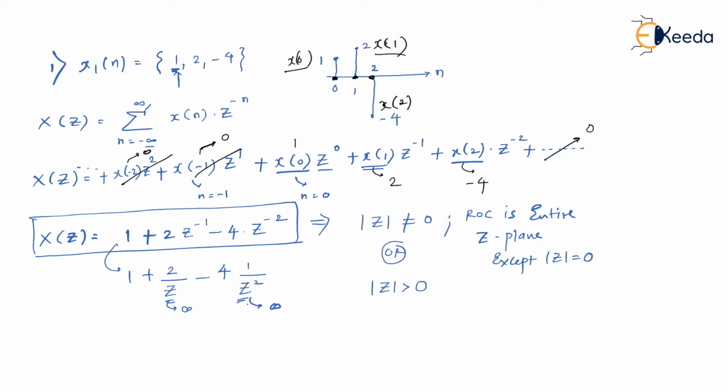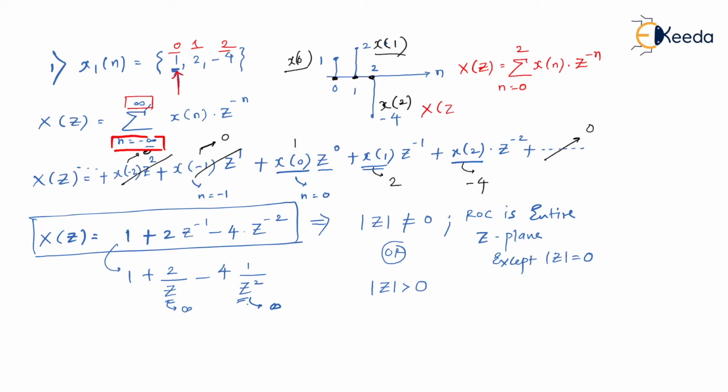So x1 of n, as you could see, was a finite length sequence. We know that this arrow mark indicates the n equal to 0 position. This is the n equal to 1 position, and n equal to 2 position. By default, your summation starts at minus infinity and ends at infinity. Then you can modify this formula and write your X of z this way. That is, X of z is equal to the summation, since your signal varies from 0 to 2, with lower limit n equal to 0 and upper limit 2, of x of n z to the power minus n.